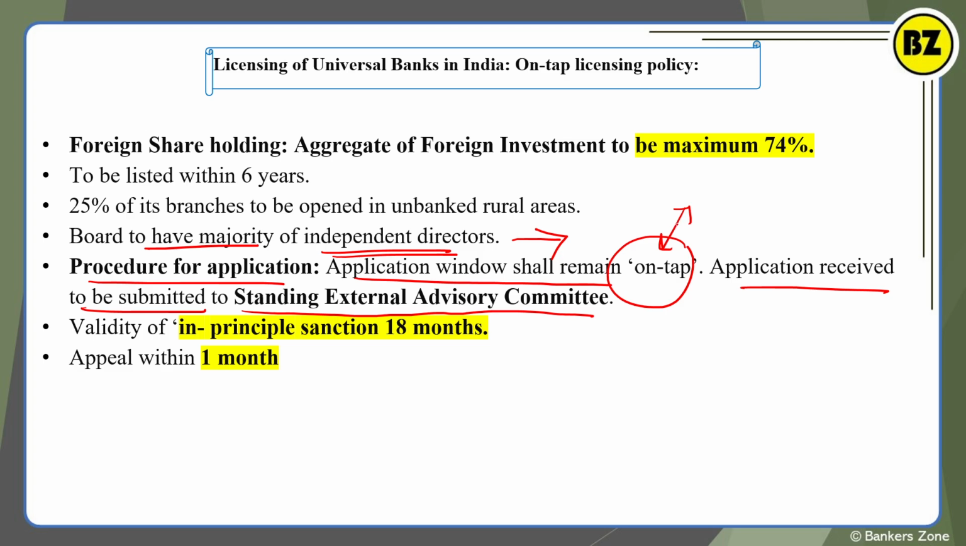The application received by the RBI will be submitted to the standing external advisory committee, SEAC, and the validity of in-principle sanction will be given up to 18 months. So in the beginning they will give in-principle sanction, IP sanction, for 18 months for the banking license, and if your license gets rejected, you can appeal within 1 month. Okay, these are some basic points which are also important from the exam point of view.